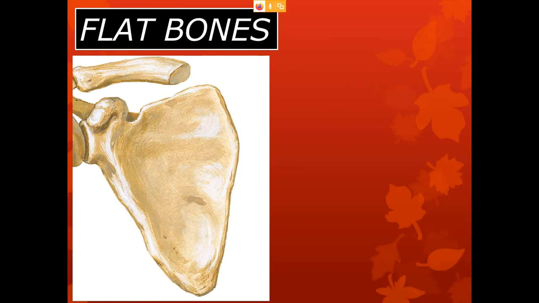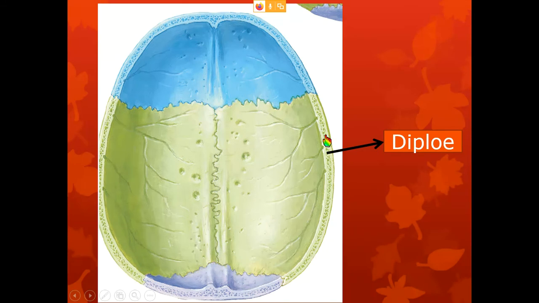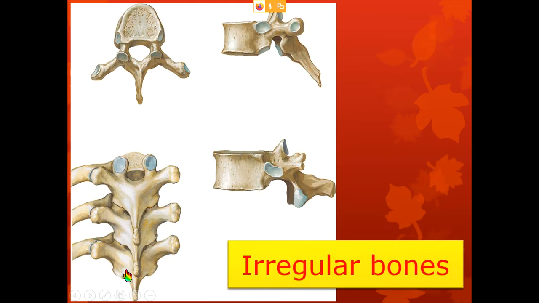Then flat bones: the scapula and some skull bones come under this. Here we identify the parietal bones, frontal bone and occipital bone. They are flat in nature, so they come under the flat bones. Coming to the diploe, the bone marrow of the skull bones is called the diploe. It is present between the outer table and inner table, meaning the outer layer and inner layer. Other flat bones are the sternum and ribs. Here I am showing you the sternum, and here you can see the ribs.